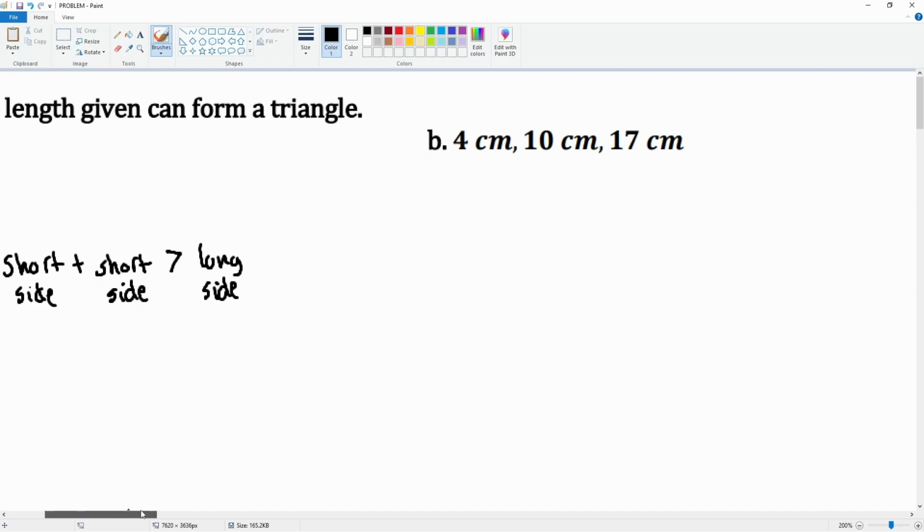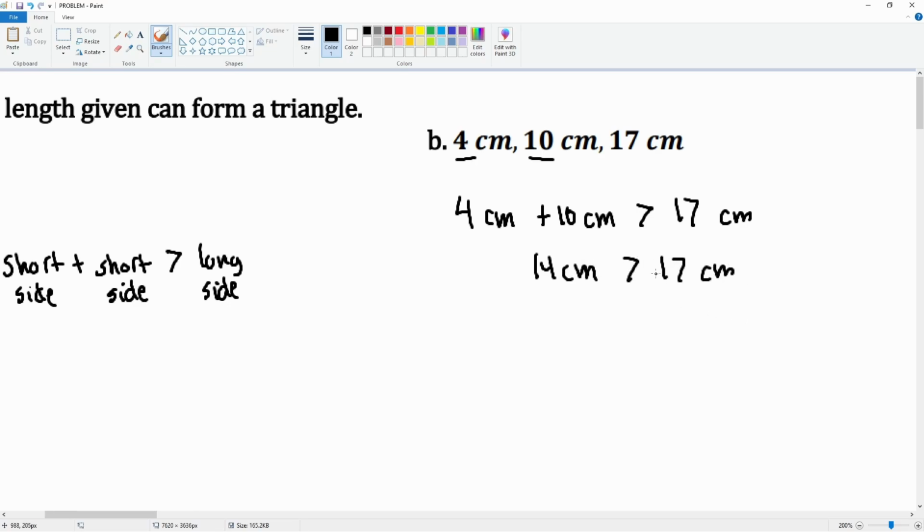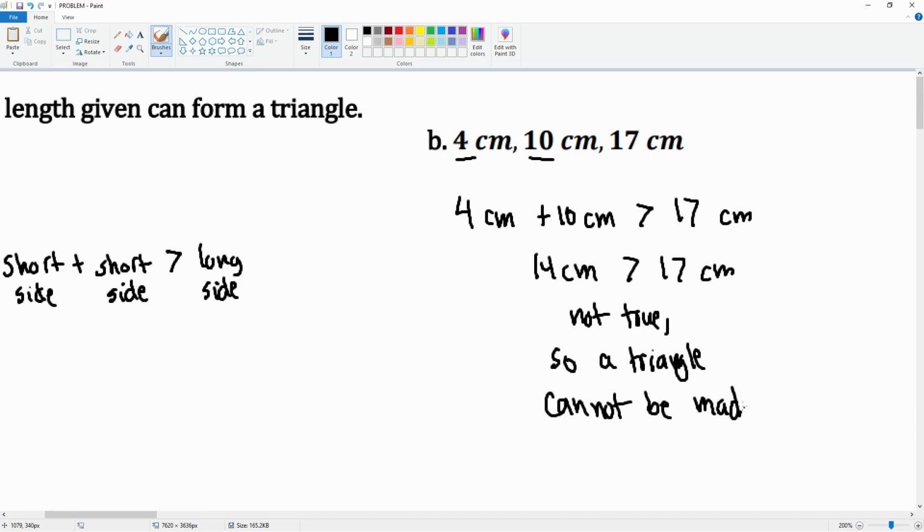All right, let's do B here, the short and the short. So 4 centimeters plus 10 centimeters. Let's see if that is greater than that long side of 17 centimeters. 4 centimeters plus 10 centimeters is 14 centimeters. Is this greater than 17 centimeters? This is not true. So a triangle cannot be made.